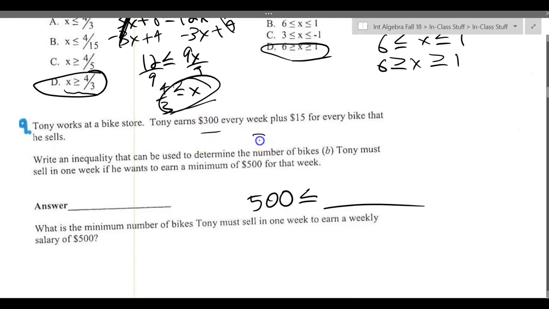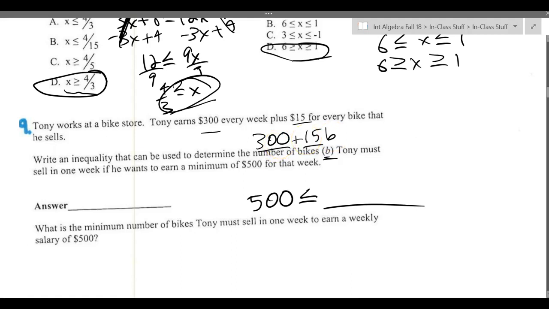So how much money does he make? $300 a week, plus $15 for every bike. They give us B for bikes, so we'll use that. Plus $15 for every B. And this is dollars. This can help keep it straight when you're writing these things. 300 is dollars. 15 is dollars. Those are a consistent unit there. B is in bikes, though. That's the other element. So I like thinking about that when I write these things.